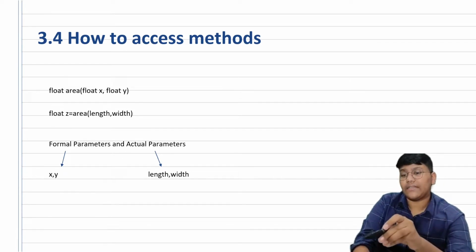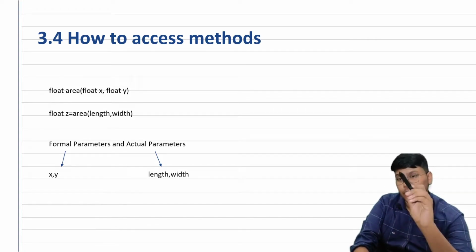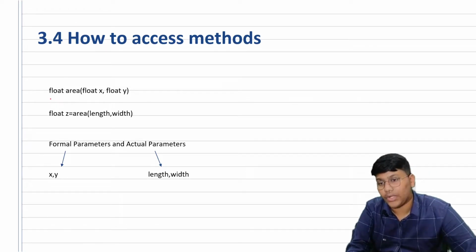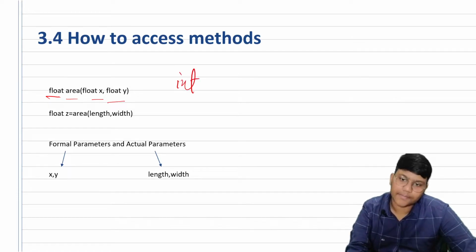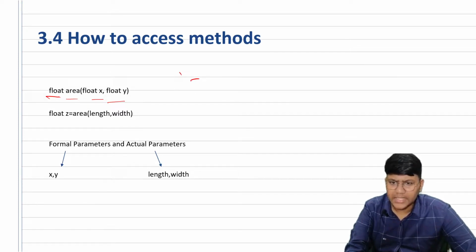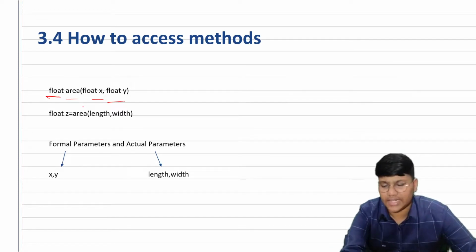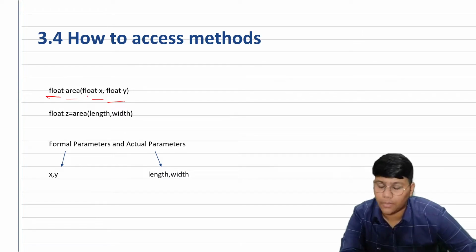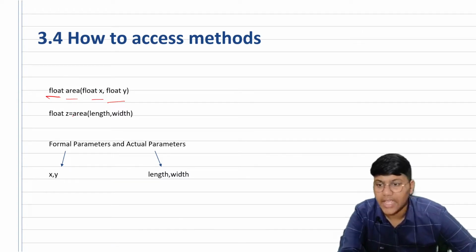So for example, we had our int. Here it is written float area float x, y. So we have to write int. Now this is an example, float area float x comma y. This is the definition of a method. Now float z equal to area length comma width.